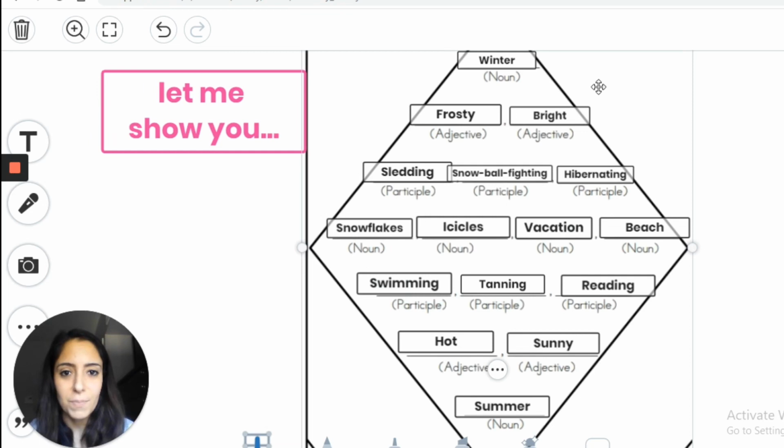You can read it out loud with me. Winter, frosty, bright, sledding, snowball fighting, hibernating. Snowflakes, icicles, vacation, beach. Swimming, tanning, reading, hot, sunny, summer.